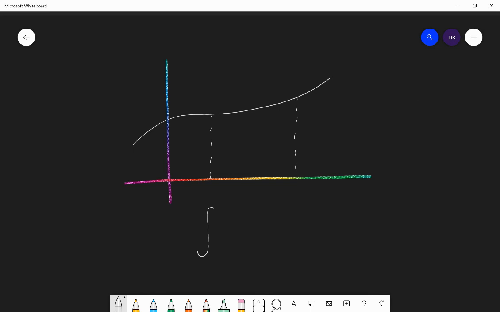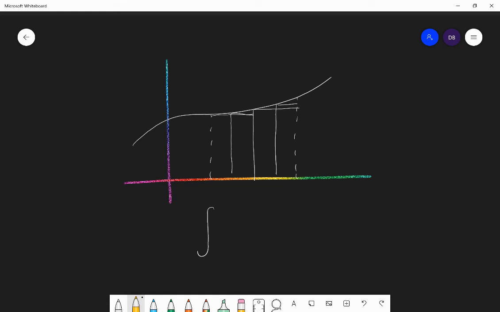Infinitely many, infinitely thin. So I could split this space up into 2 rectangles, and that would give me a pretty poor estimate for the area. I could split it up into 4 rectangles, and that would give me a better estimate for the area. I could split it up into 10 rectangles, 100 rectangles, 1,000,000 rectangles. If I split it up into infinitely many rectangles, which were infinitely thin, then I get the exact area. So as we tend towards infinity, we get the area.